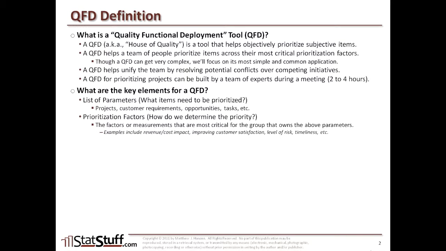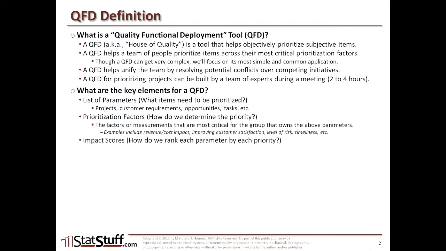Some examples of prioritization factors could be revenue or cost impact that it's going to have on these different opportunities, or something that might help improve customer satisfaction, or the level of risk associated with each one, or maybe the timeliness, how long it would take to accomplish each opportunity or project that you're reviewing. And if you recall, some of these things like revenue or customer satisfaction might be familiar if you've looked at the CTQ drill down. So you can probably use the CTQ drill down as a good guide to identify the ideal prioritization factors for your group if you don't already know what those should be.